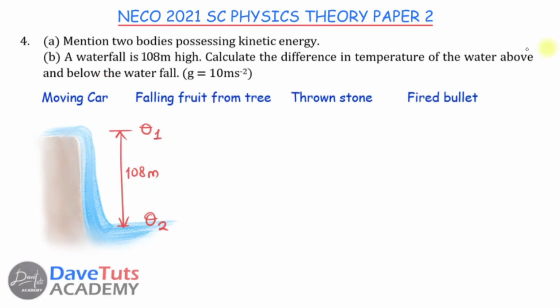Now, for the very first question, for you to answer it, you just need to consider any object that is moving at all. So, talk about a moving car, a fruit falling from the tree, a stone that is thrown, a bullet that is fired. Any one of these is going to possess kinetic energy. The velocity is what is accounting for that. And if you are able to mention two, we are good and fine.